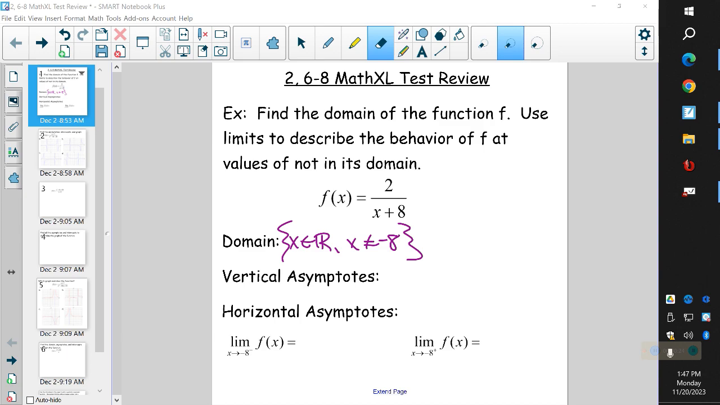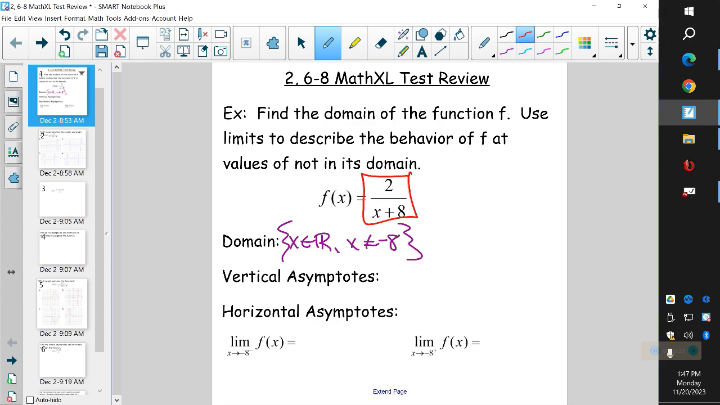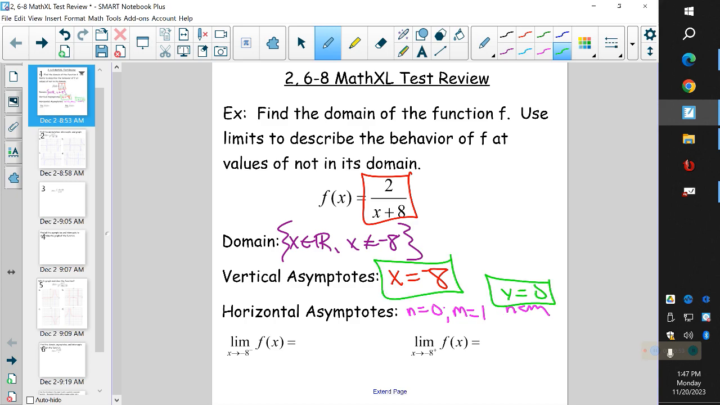Okay, so we know what the domain is, so therefore the vertical asymptotes are going to be from the domain restrictions. Nothing cancels out, so that is done. So that means that x is equal to negative 8 is going to be my vertical asymptote. If we look at the domain, n is equal to 0, and we look at m's degree in the denominator, and that is equal to 1. N is less than m, so therefore I have y is equal to 0 as my horizontal asymptote, whereas x equals negative 8 is going to be my vertical.